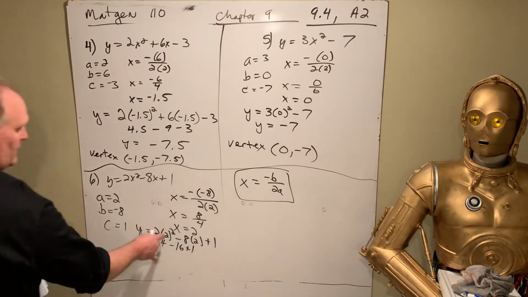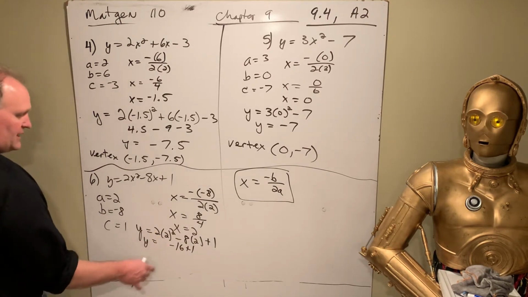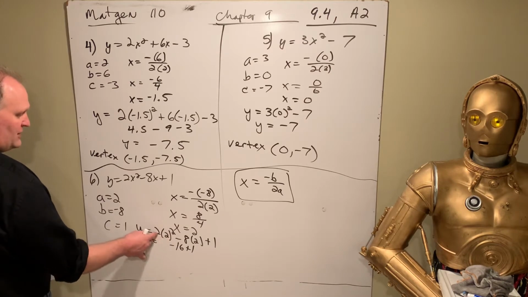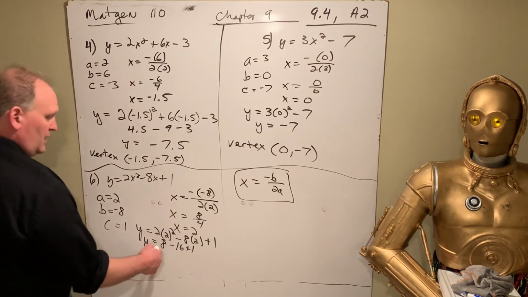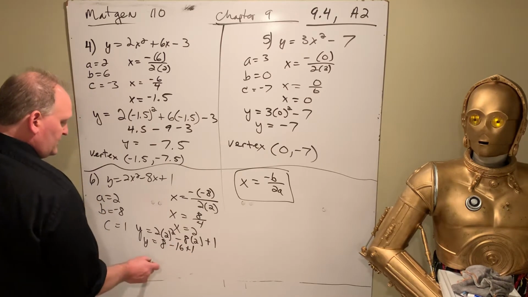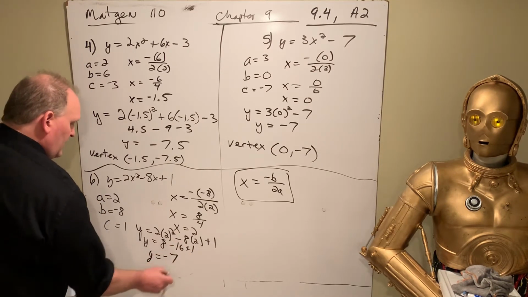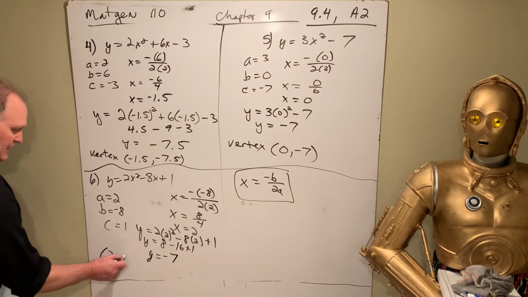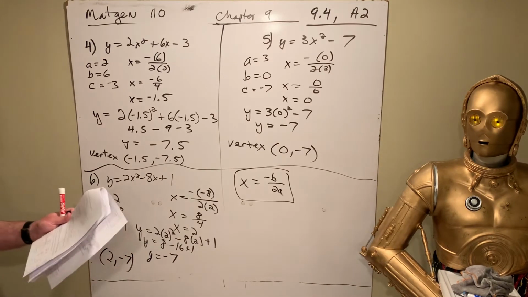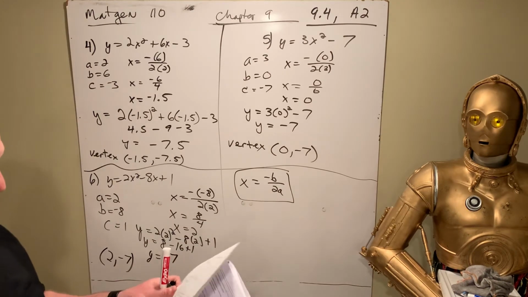Oh, 2 squared. That's where I made my mistake. 2 squared is 4 times 2 is 8. That should be 8. I missed the squared. So that's -8 plus 1 is -7. There we go. So we got 2 comma -7 for our vertex on that one. All right.